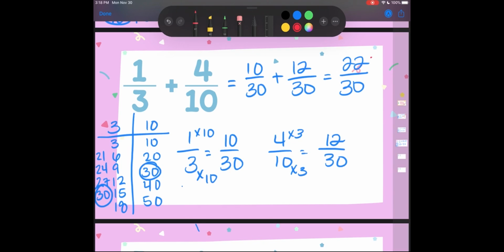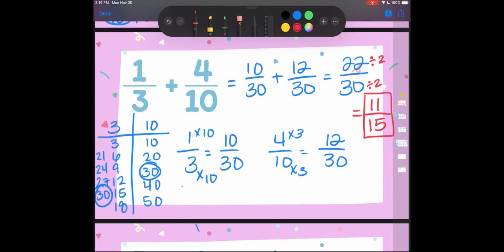Now, can 22 30ths be simplified? Yeah, right? They're both even numbers. So since they are both even, I can divide both of them by 2. I can divide 22 by 2, and I can also divide 30 by 2. When I do 22 divided by 2, I get 11. When I do 30 divided by 2, I get 15. So my simplified final answer is 11 15ths.